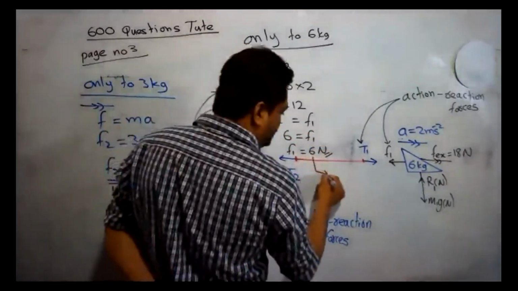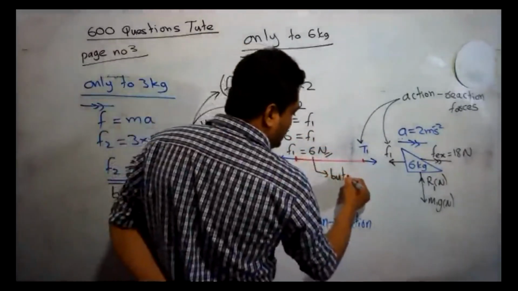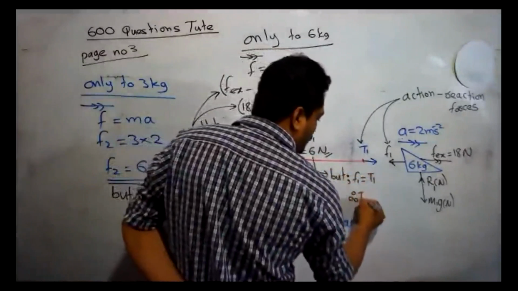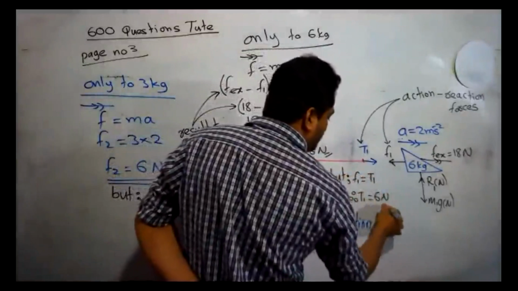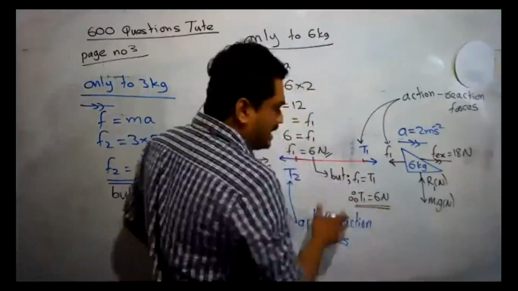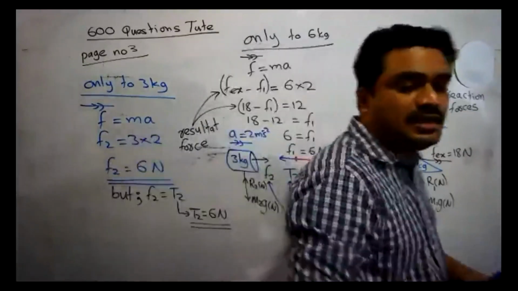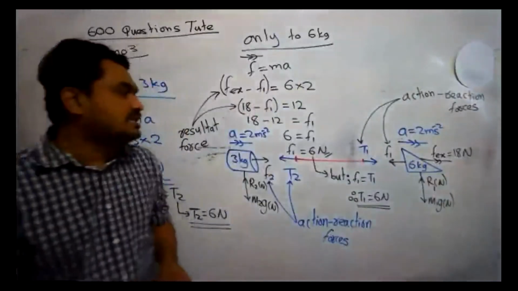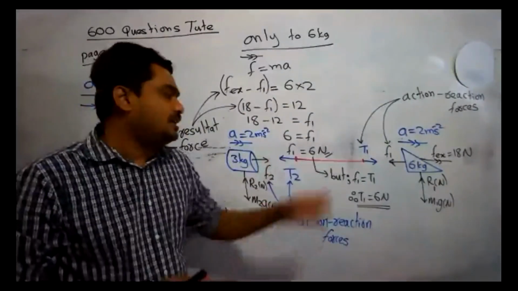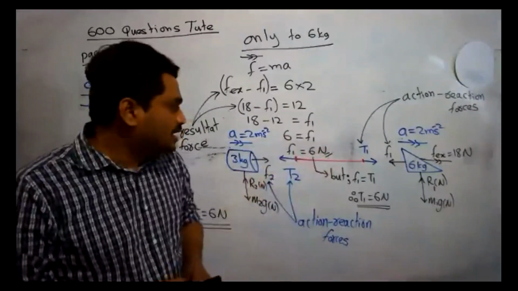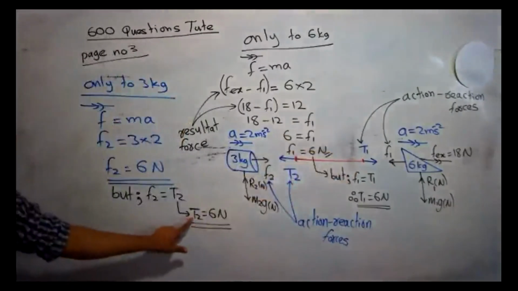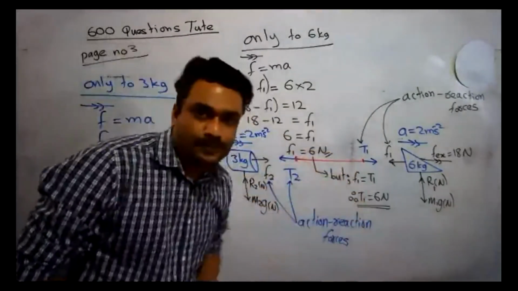But we know that F1 equals T1. Therefore, T1 is also 6 Newton. So what do you think about these T1 and T2 forces? T1 and T2 are the tension forces acting on the string. Now you see that T1 and T2 are equal, 6 Newton each.